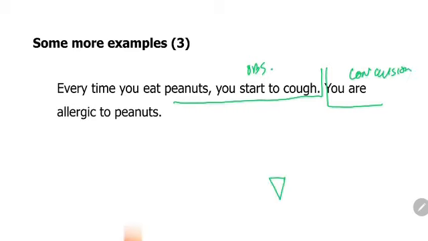So maybe first time eating peanuts, you cough. That also happened another time that you ate peanut. And it happened third time, the fourth time, until you were able to observe a pattern. And out of this observation, you made a general conclusion, ay, allergic pala ako sa peanut. Okay?